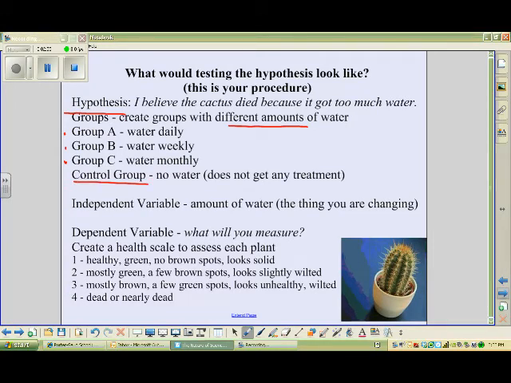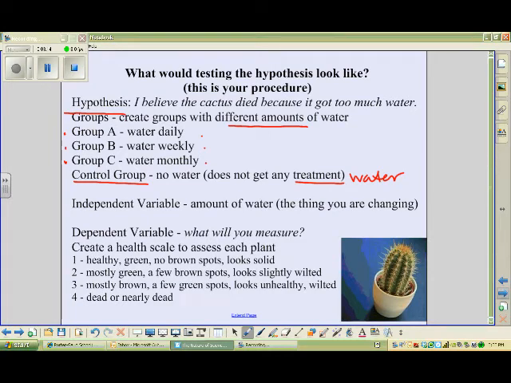And then we're also going to have a control group. Your control group is the group that does not get any treatment. And in this case, treatment is water. So we have different amounts of water, and then the control group gets no water.